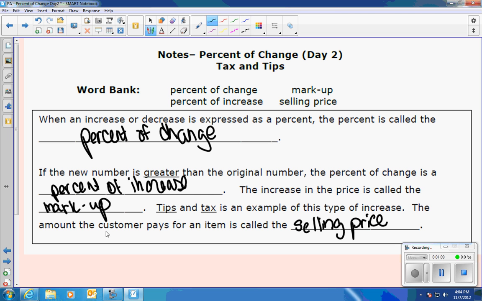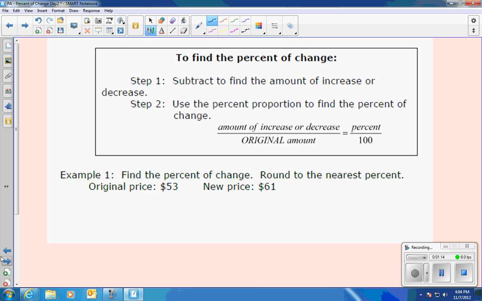So we treat these types as percent of change exactly like we did yesterday. It's really just about the vocabulary. To find the percent of change, we have an original price and a new price. This one is an increase. It's a markup. So first we have to figure out how much it increased.